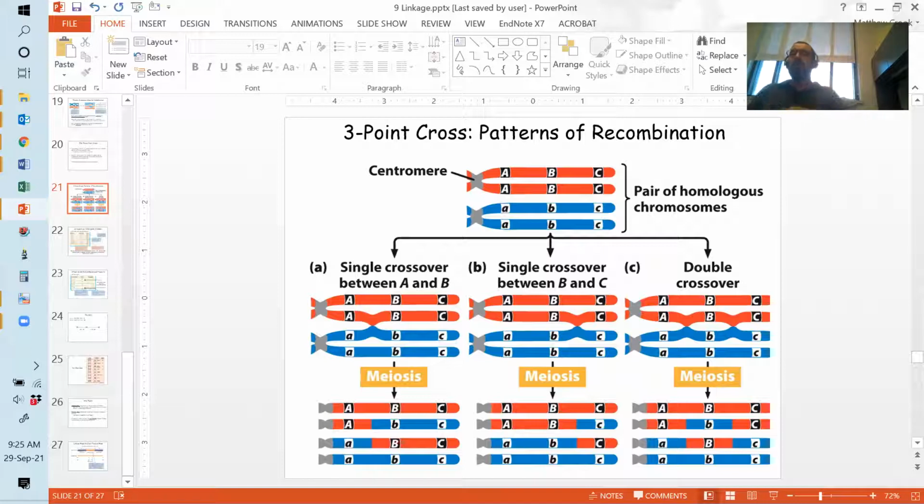So essentially, with a 3-point cross, there are 4 potential outcomes. You know, actually, now, you know what? I'm just going to draw this because I hate working off the PowerPoint slides. There we go.